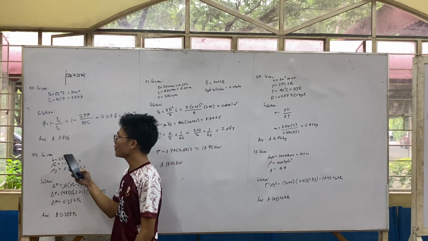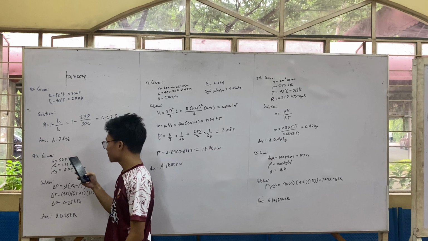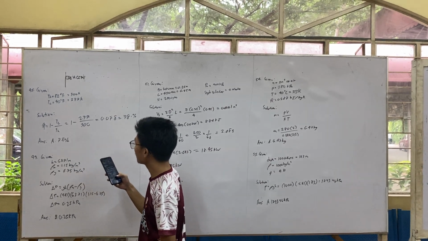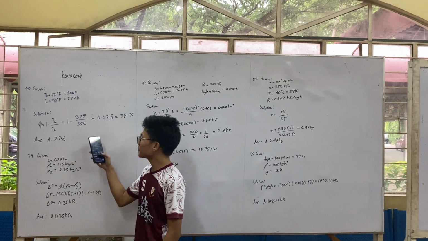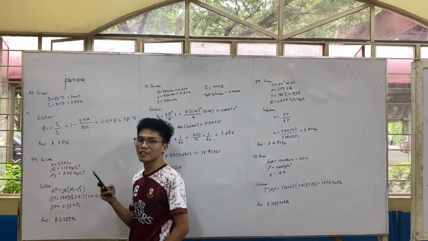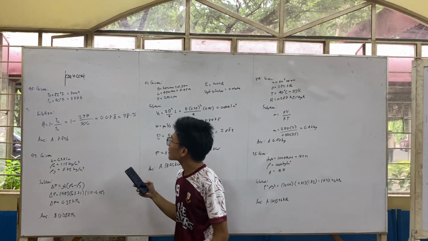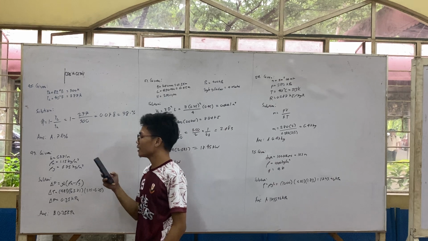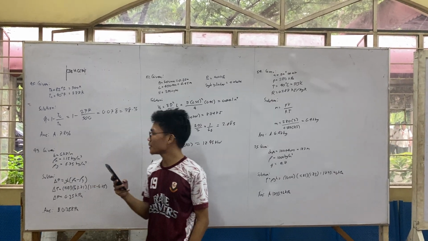So the solution: we have the formula of efficiency equals 1 minus the depth water temperature over the surface temperature. By substitution, 1 minus 277 over 300 equals 0.078 or 7.8%. So the answer is letter A, 7.8%.